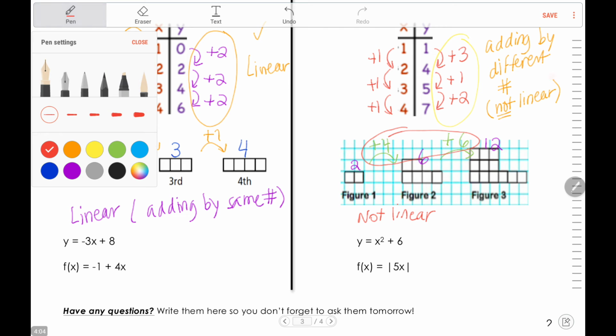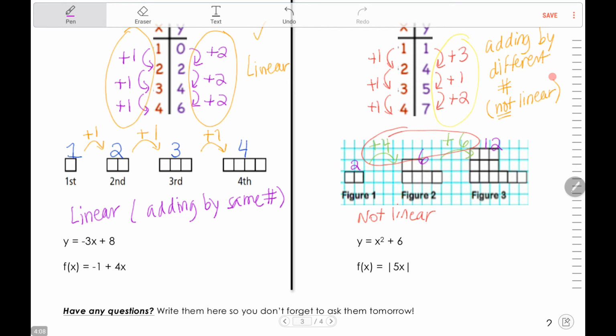Okay? And the last piece is, how can we tell if something's linear just by looking at the equation? So in the first one, y equals negative 3x plus 8. It is linear because the x only has an exponent of 1. It's an imaginary exponent of 1. So because it's in the form y equals mx plus b, which is a linear form, it's linear.